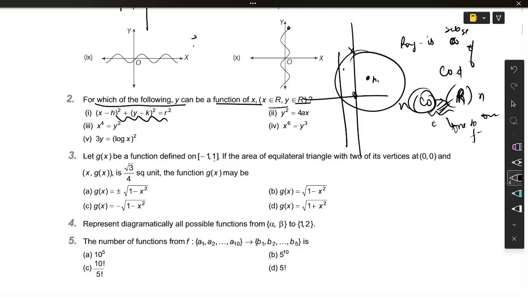Pardon me for this. So this is a 2-degree equation. It will also have minus x square and plus x square. So this will also give a graph like this. If we draw the vertical line, I'll get two values of x. This is not a function definitely. This is also not a function. And for 3y equal to log x square, so y is equal to log square x by 3, right?